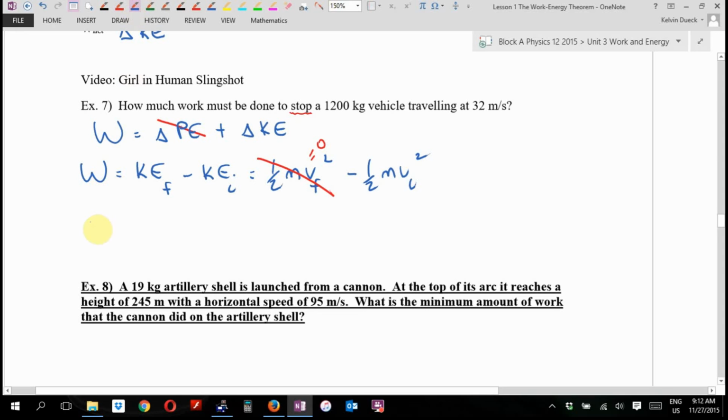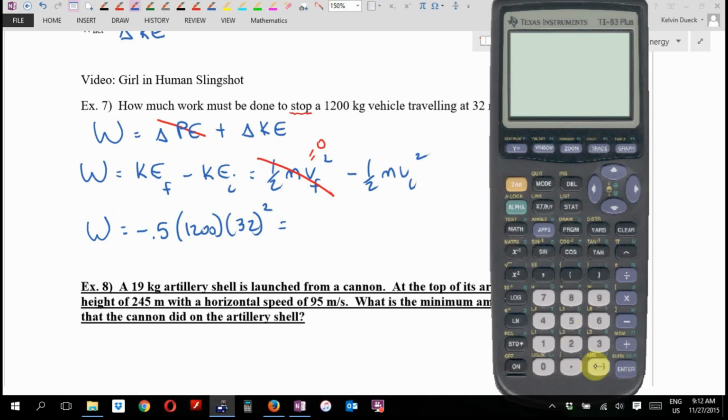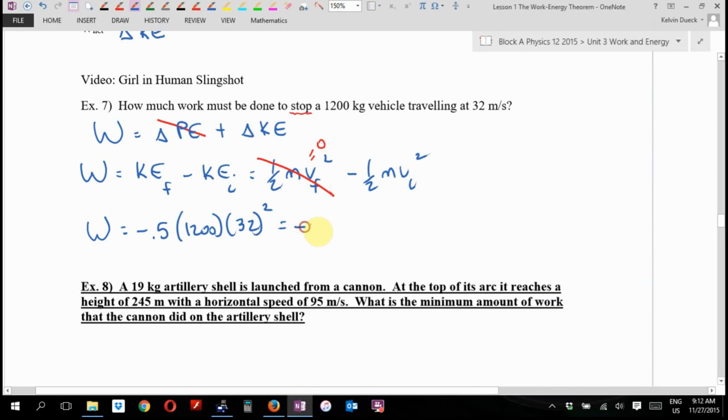How much work was done to stop a 1,200 kilogram vehicle traveling at 32 meters per second? Negative a half, 0.5, 1,200, 32 squared. Don't forget the squared. Negative 614,000. I'll go negative 6.14 times 10 to the 5 joules. Why negative? Because the car lost energy. Slow down.